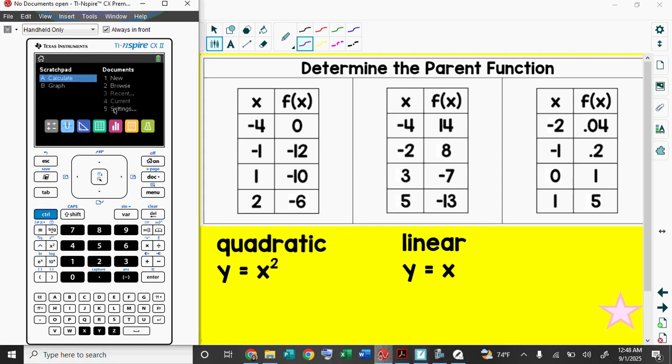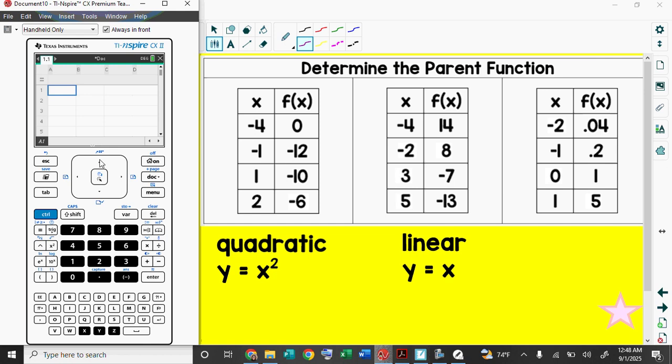List and spreadsheets, up, up, X, tab, Y, down, down, left. -2, -1, 0, and 1. And we're going to put 0.04, 0.2, 1, and 5. Make sure you got it all in.